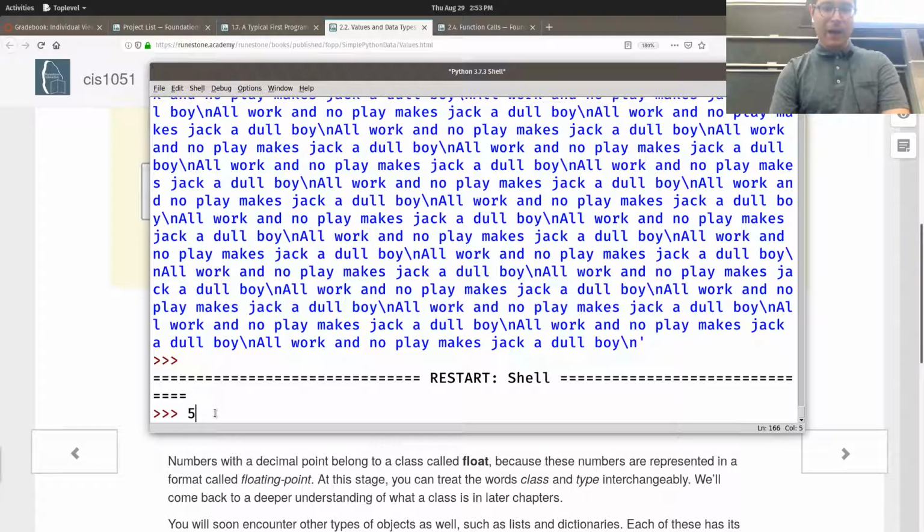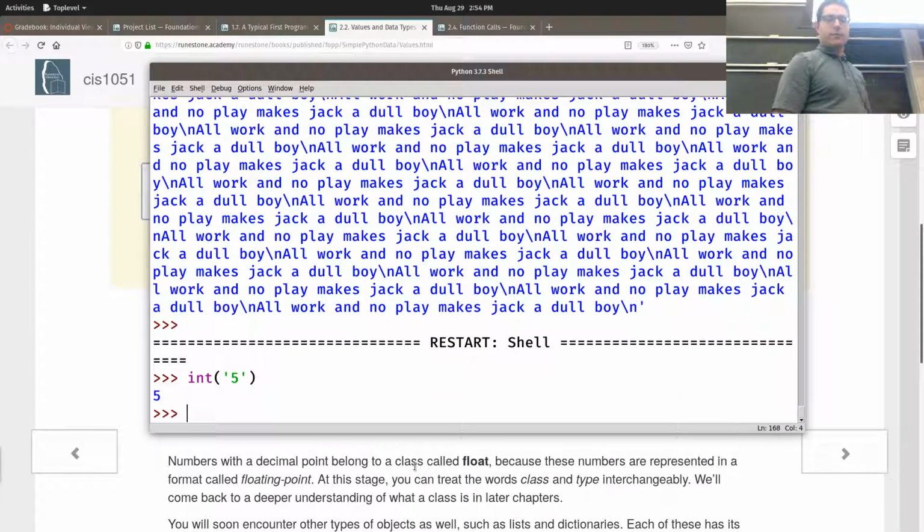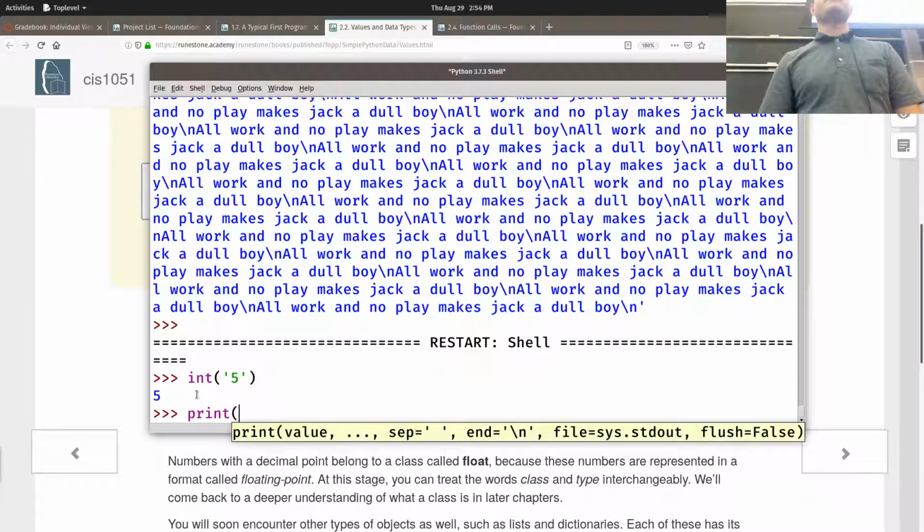Okay, so if I wanted to turn the symbol 5 back into a number, there's a way to do that, right? I can use something called the int function, okay? Which turns it into 5. And functions are these commands. In IDLE, they come up in a nice purplish color, right? So they're things like print, which give it a command.